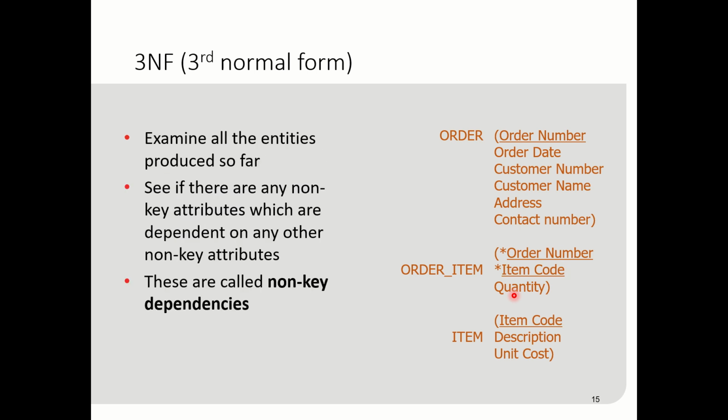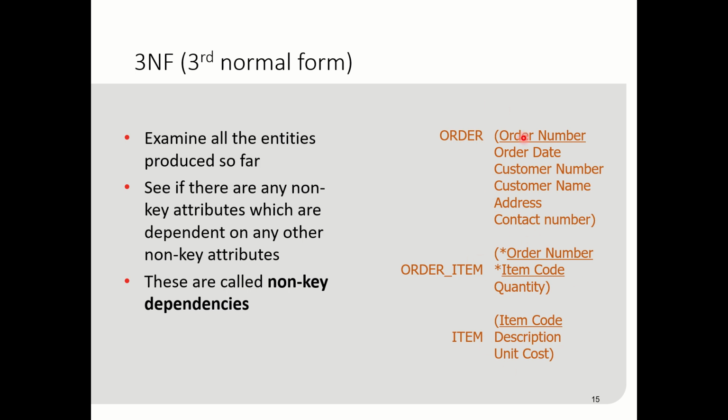Now you need to check whether there are any non-key dependencies or transitive dependencies. So for that, you will concentrate on the non-key attributes here. Here there are no non-key attribute issues, because quantity is fully functionally dependent on the combination of order number and item code. So there are no non-key issues here.